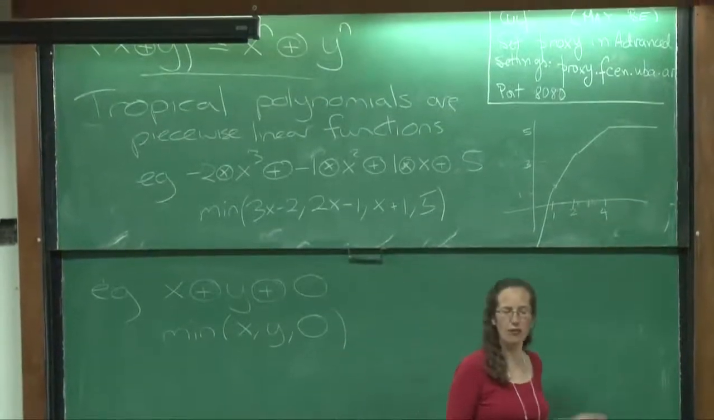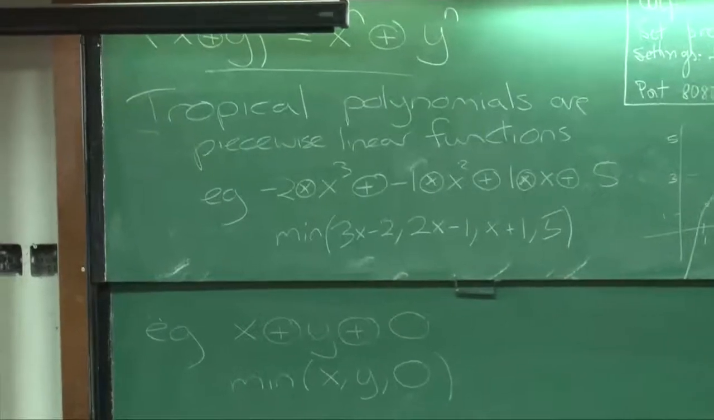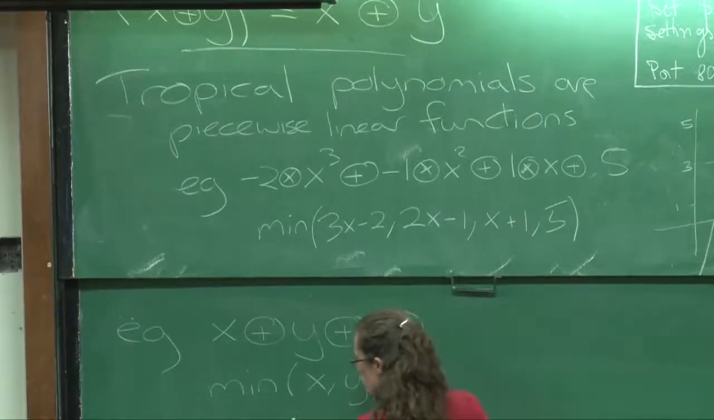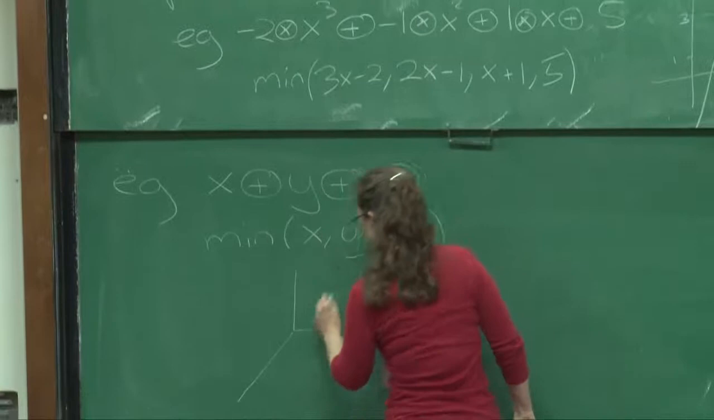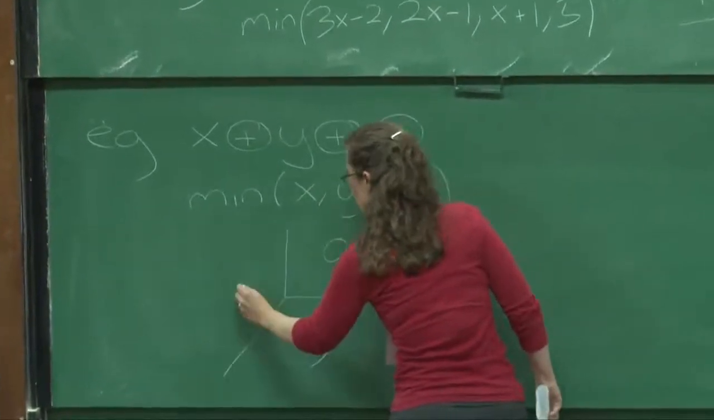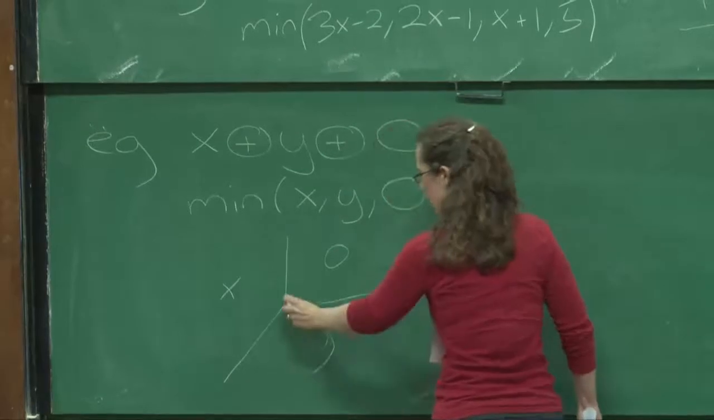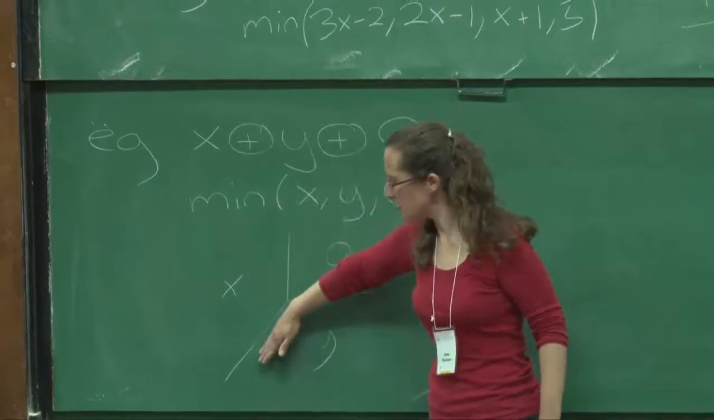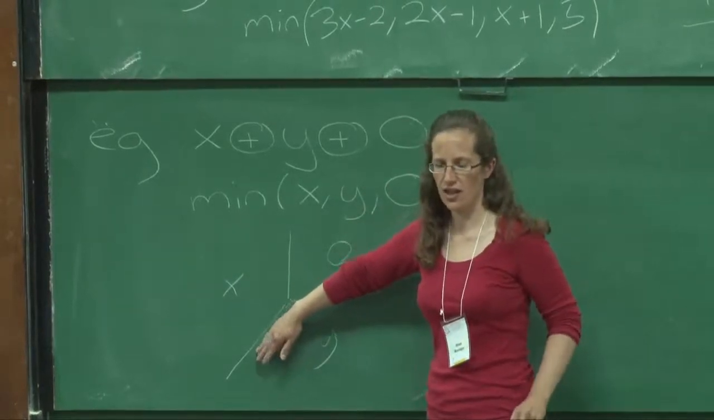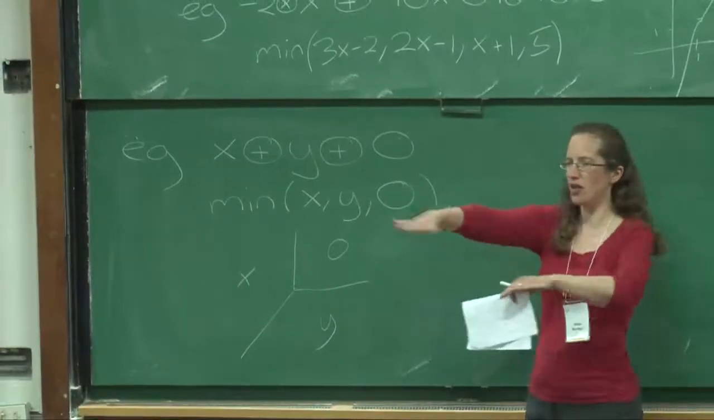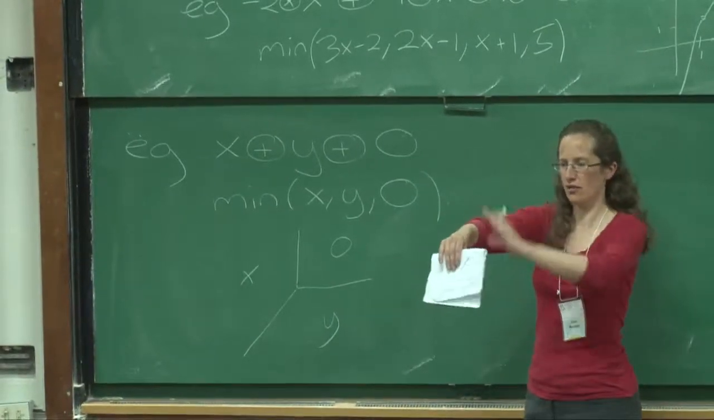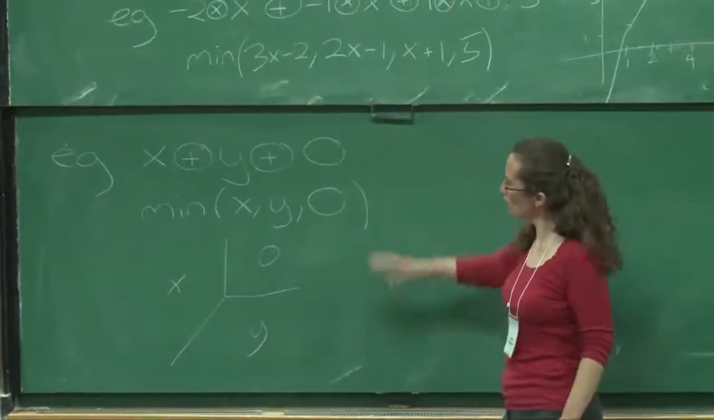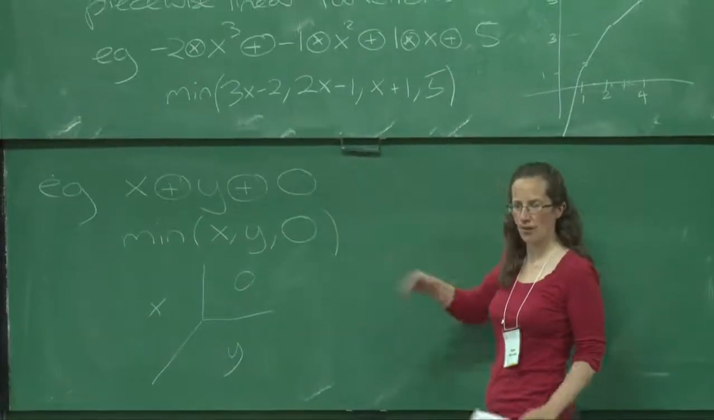So what is this? This is a function from R^2, or from (R union infinity)^2, to R union infinity. Let me draw just the domain. Here it's going to be the function 0, here it will be the function y, and here it will be the function x. So this is the positive x-axis, this is the positive y-axis, and this is the negative y equals x. If you imagine the graph, it's going to be flat, and then go down in these two directions. So this is another tropical polynomial, just the line, x plus y plus 0.